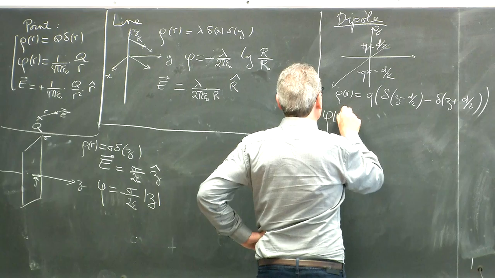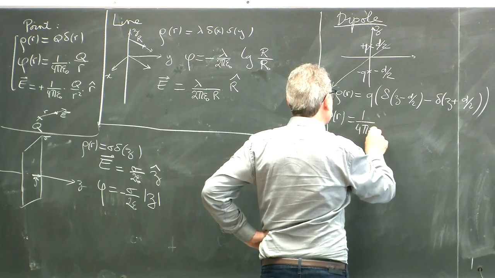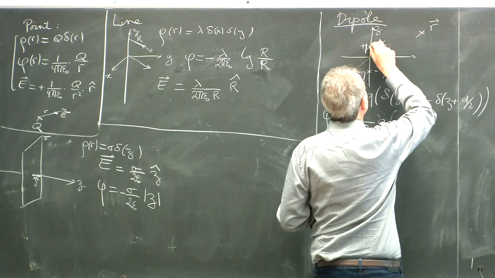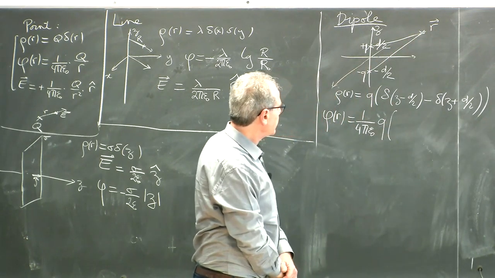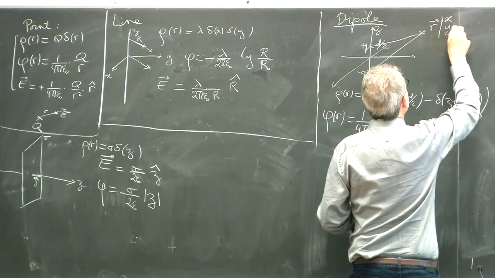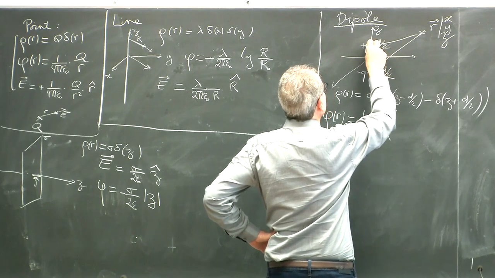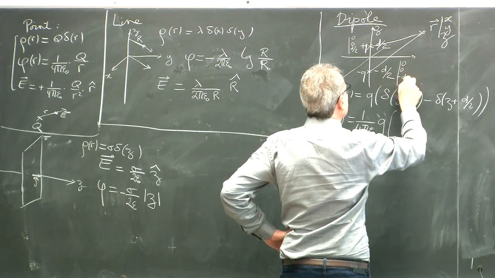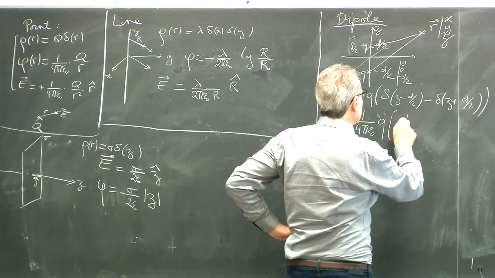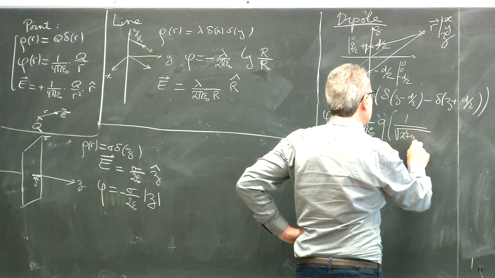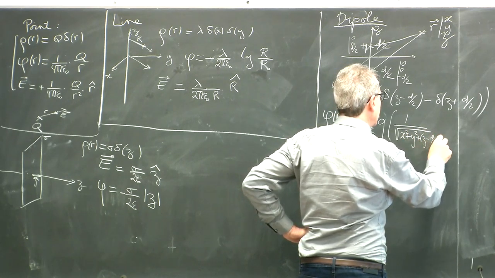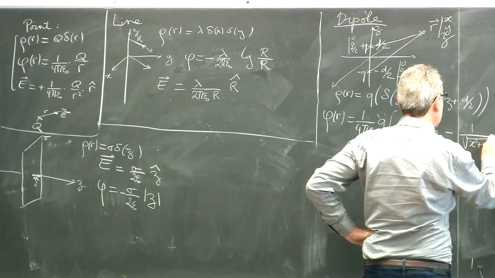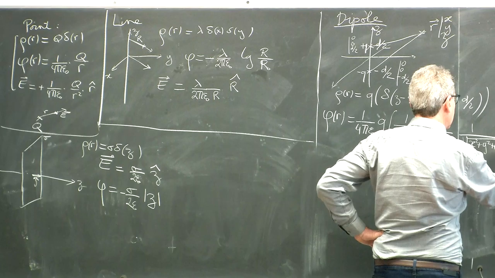In fact, the potential phi of r is 1 over 4 pi epsilon 0 times q times 1 over the distance. So if this is the point r, with coordinates x, y, z, this charge has coordinates 0, 0, d over 2, and this one has coordinates 0, 0, minus d over 2. So it's r minus this: 1 over the square root of x squared plus y squared plus (z minus d over 2) squared, minus 1 over the square root of x squared plus y squared plus (z plus d over 2) squared.